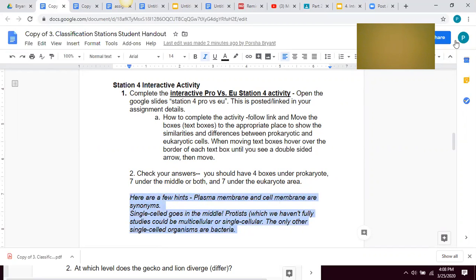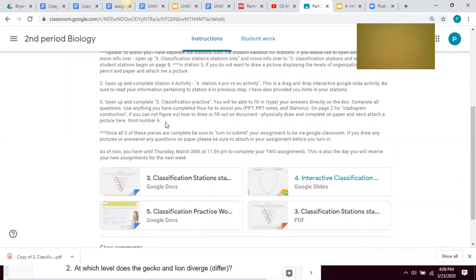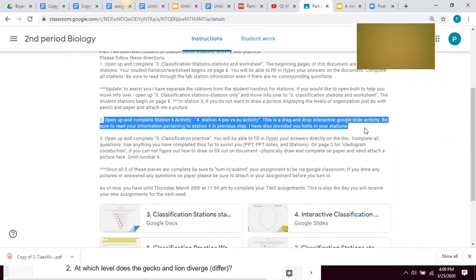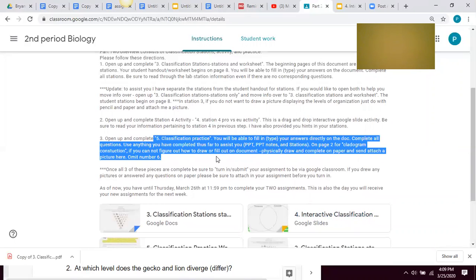Okay? And then the second part of, or the third part of this assignment, right? So we've completed the second part. The third part is to complete 5 classification practice problems, okay? Now there were a couple of things that are a little weird on here. So at this point, I'm either going to omit them or give you a way to complete them, okay?